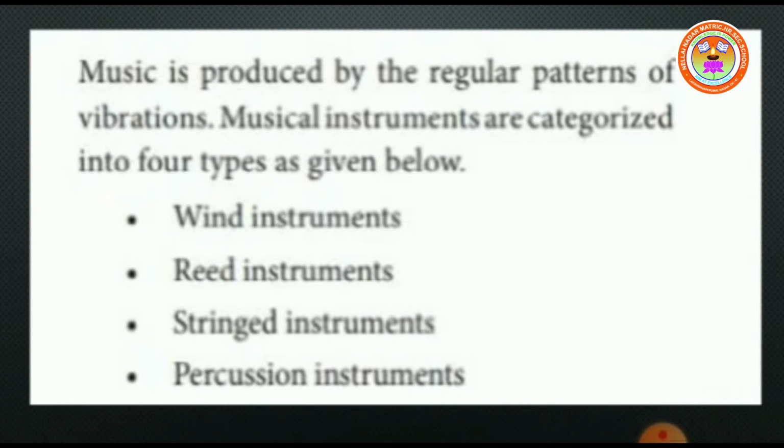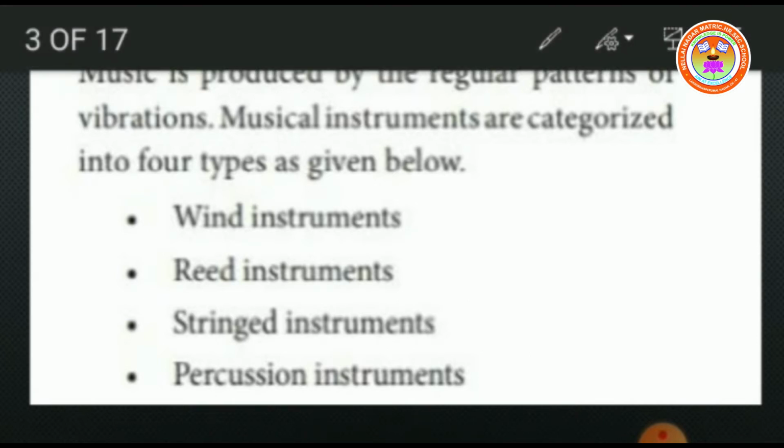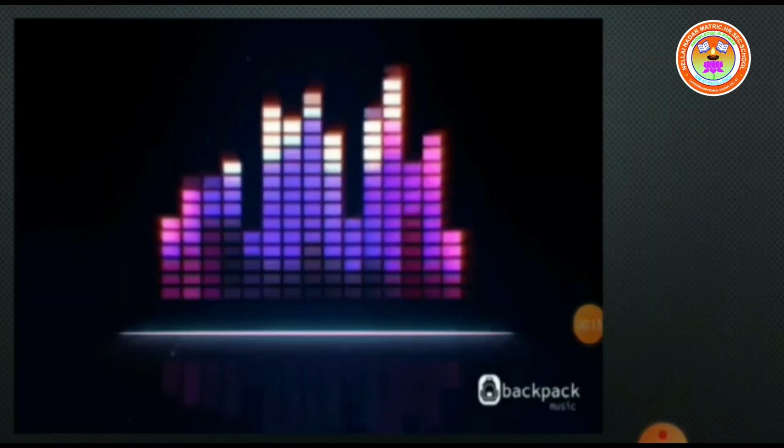Musical instruments are categorized into 4 types. First one, wind instruments. Second one, reed instruments. Third, string instruments. Fourth one, percussion instruments. So we know that music is produced by regular patterns of vibration.